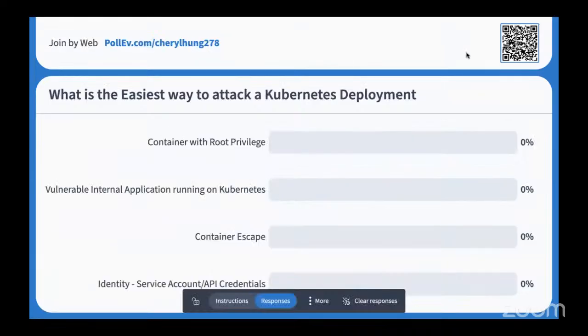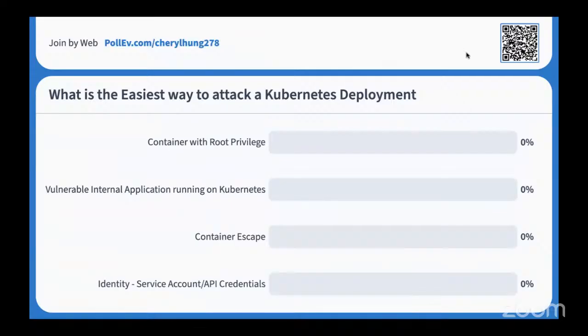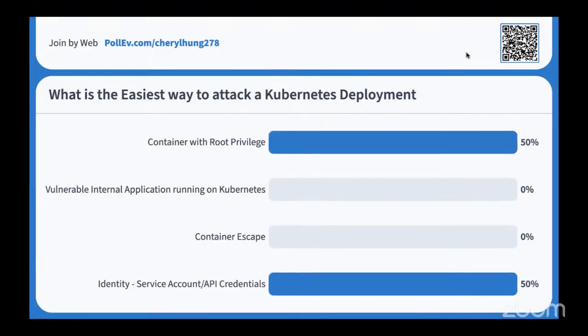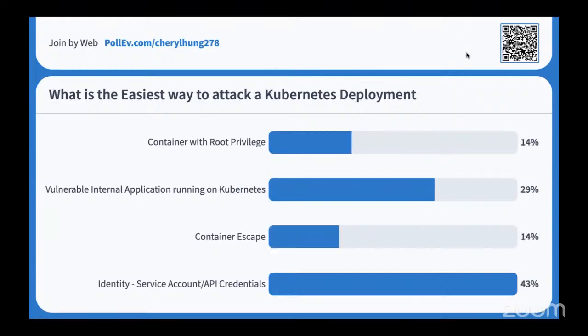Next question. What is the easiest way to attack a Kubernetes deployment? Is it a container with root privilege? Is it a vulnerable internal application running on Kubernetes? Is it container escape? Or is it identity with service account or API credentials? I'm going to let people think about this for a minute. This is a little bit tough. I want to know the answer to this. Okay, looks like people are answering identity.